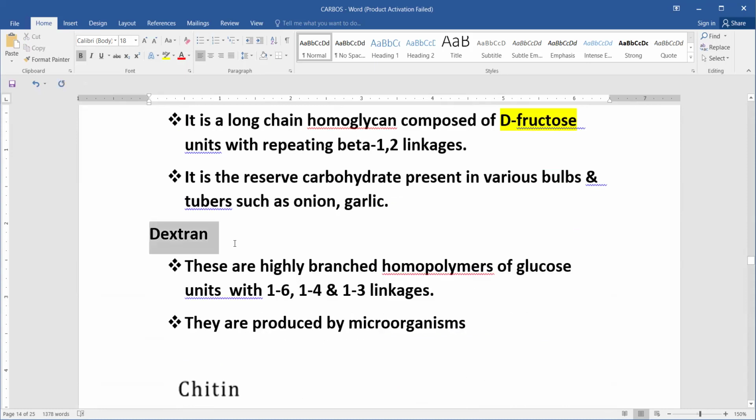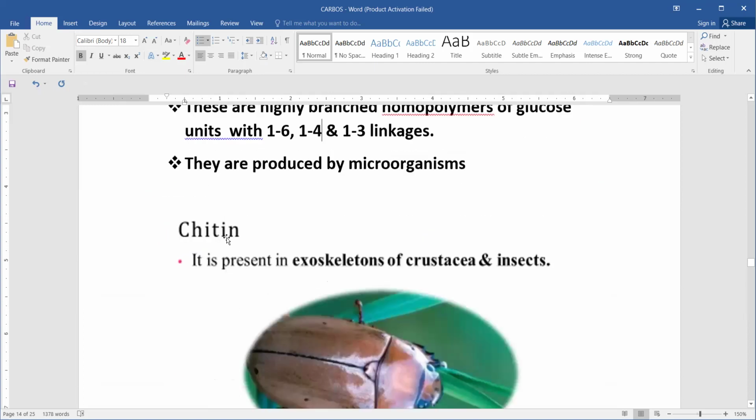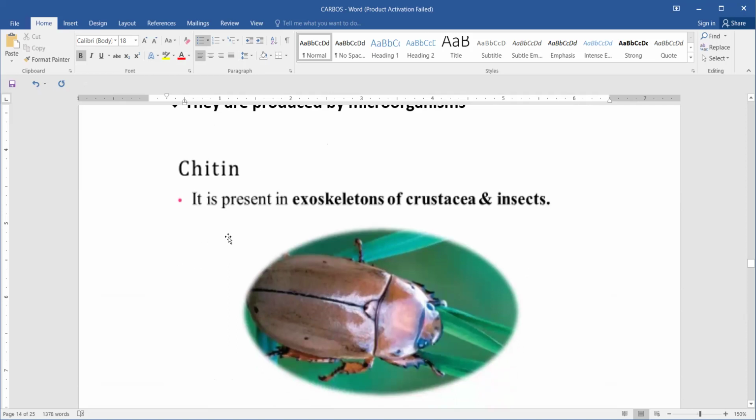So dextran, what is dextran? These are highly branched homopolymers of glucose units, where 1,6 glycosidic bonds, 1,4 glycosidic bonds, and 1,3 glycosidic bonds are seen. So this highly branched structure is called dextran, and this is very, very famous.